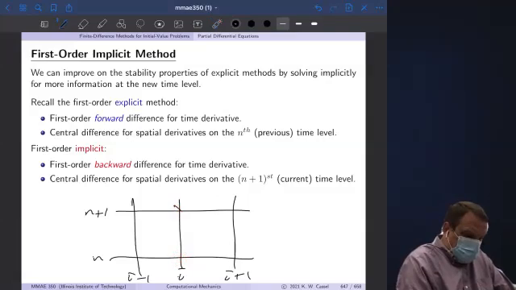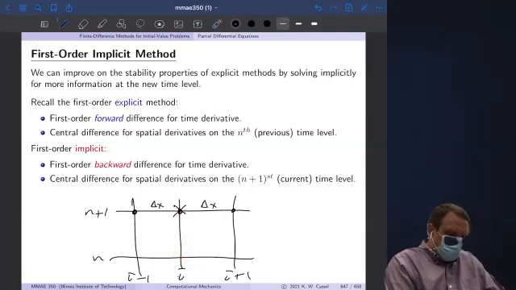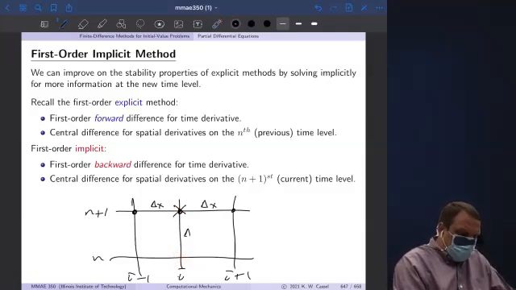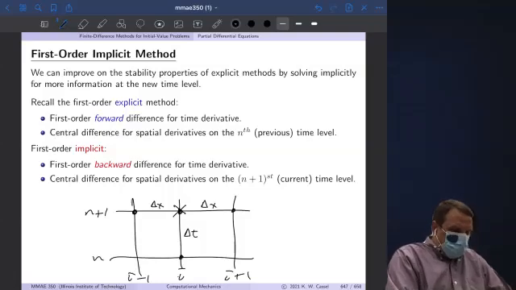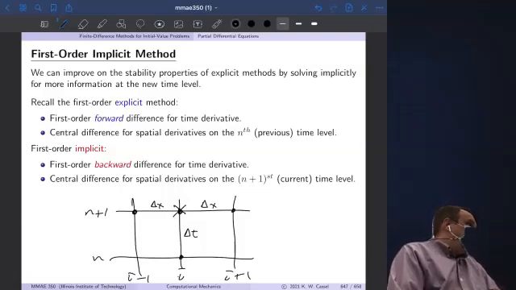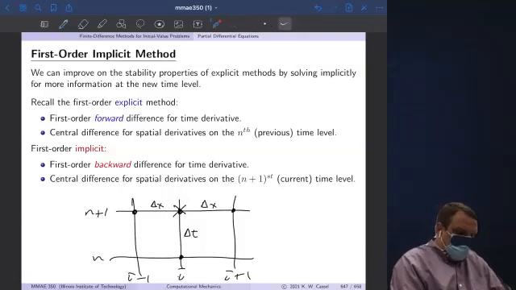So now this is where we will approximate the equation. So in space, it's going to involve these 3 points now at the n plus first time level. And the time step is going to pick up, using a backward difference, the solution at the previous time.